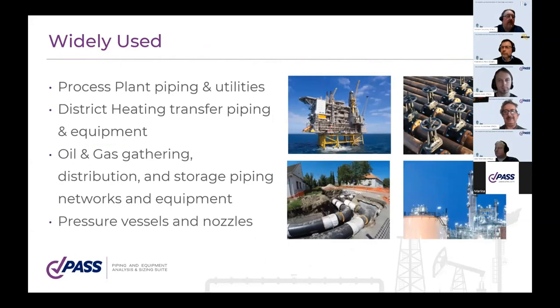What are the industries? So first of all, of course, it's process plant and piping, utilities, equipment for all kinds of process industries: refining, petrochemical, chemical, and biochemical and others, food.